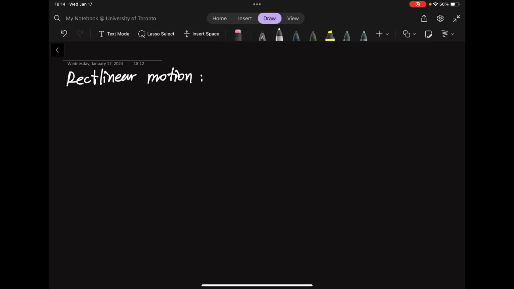Before we take any tutorial questions, we need to know what rectilinear motion is and what kind of features it has. First, we can assume a particle walks along a straight line. We call it P, and it has an initial velocity V0, and a velocity V after a time of t.